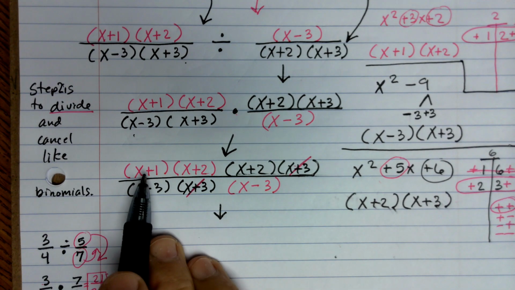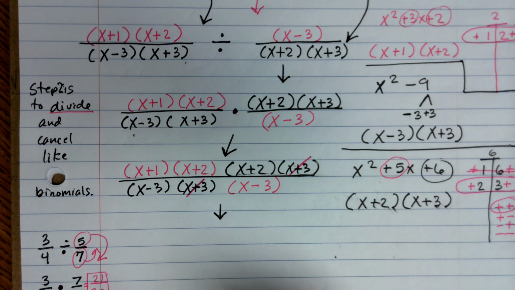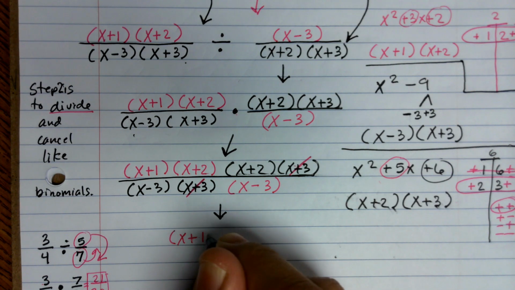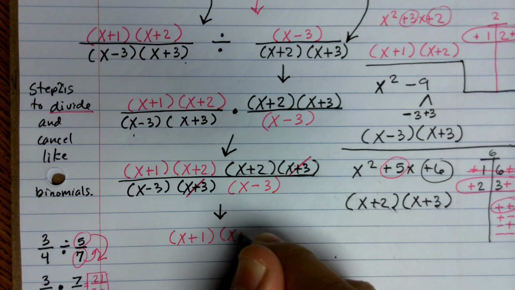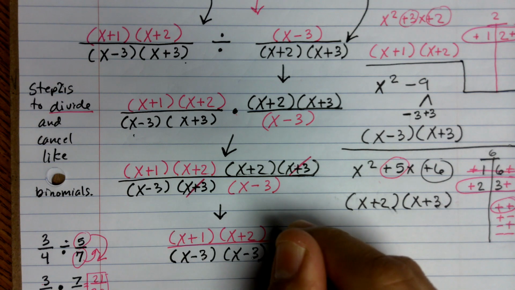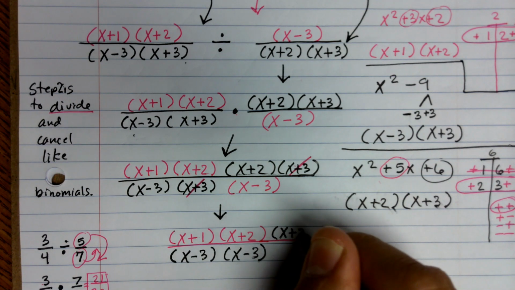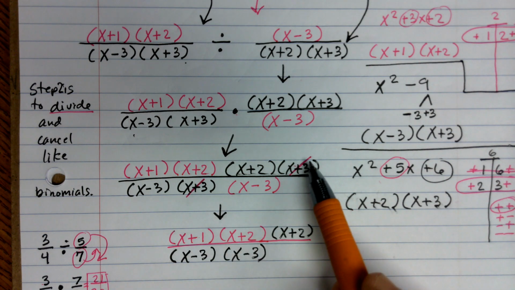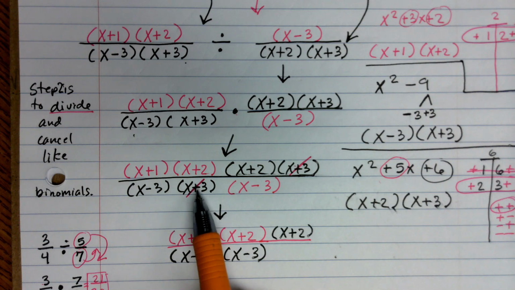What we have left is x plus 1 times x plus 2 times this other x plus 2. Now the restrictions we have, right, are for the one that canceled. That one that canceled, we need to go ahead and set it equal to 0 and solve it so that we can have that restriction.